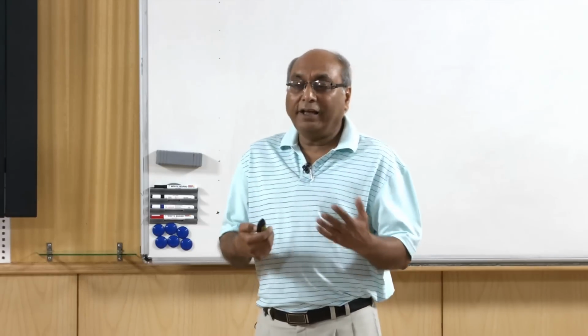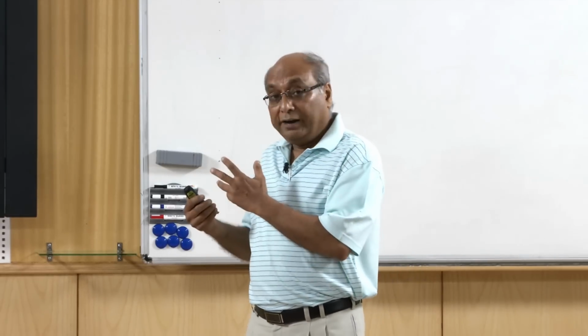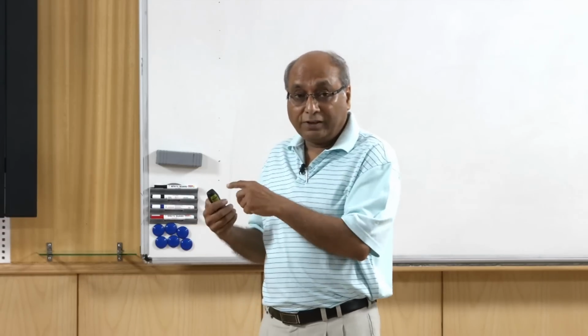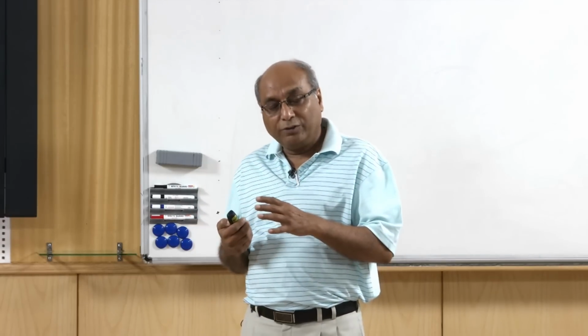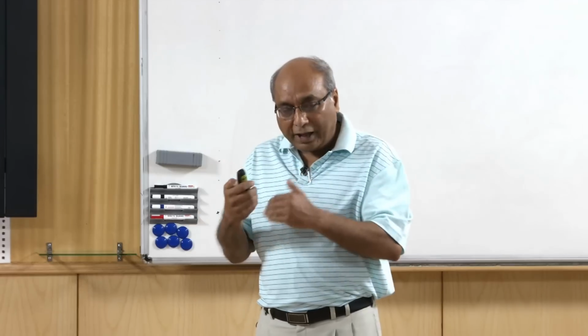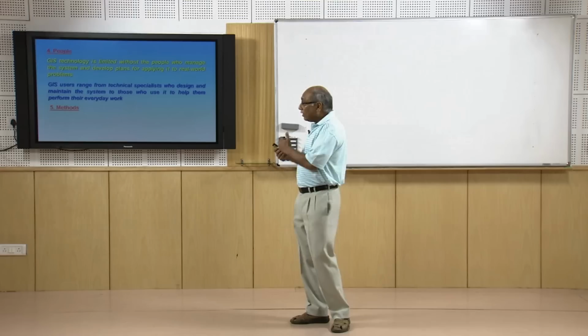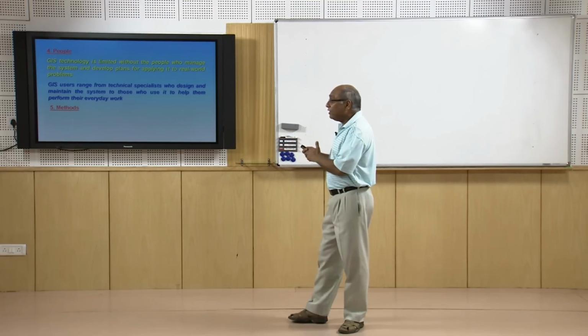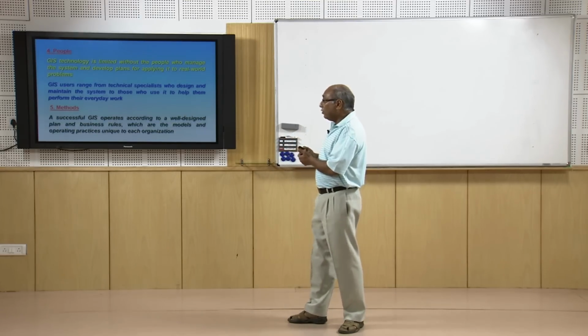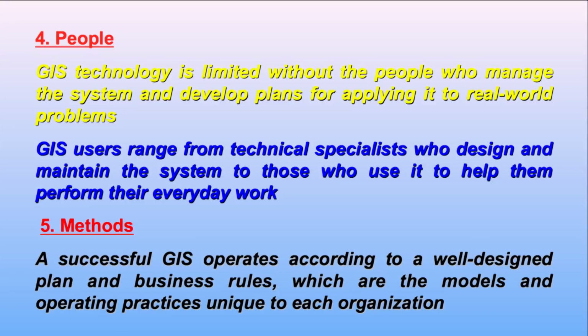In GIS, algorithms are there, and as I have said, most of the things are coming from the mathematical domain. So, if anything develops there, if it has got use in GIS, it will come in GIS, maybe a little later, but definitely it has come. So methods or designs are very, very important in GIS. Now, as I mentioned here, a successful GIS operates according to a well designed plan and business rules, which are the models and operating practices unique to each organization.